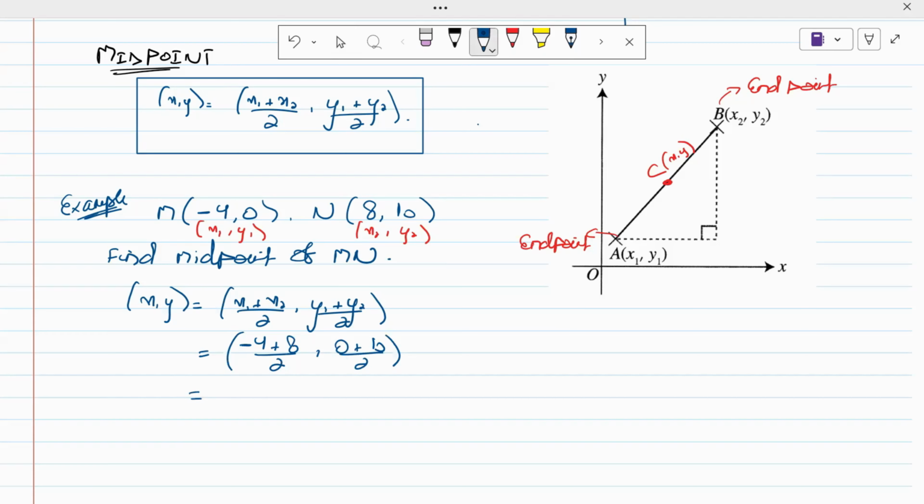Minus 4 plus 8, that's 8 minus 4, which is 4. 4 upon 2, that's 2. And 0 plus 10, that's 10. 10 upon 2, that's 5. We get this midpoint as (2, 5).